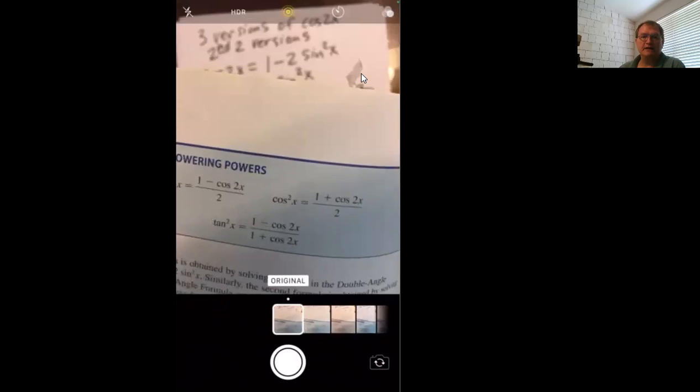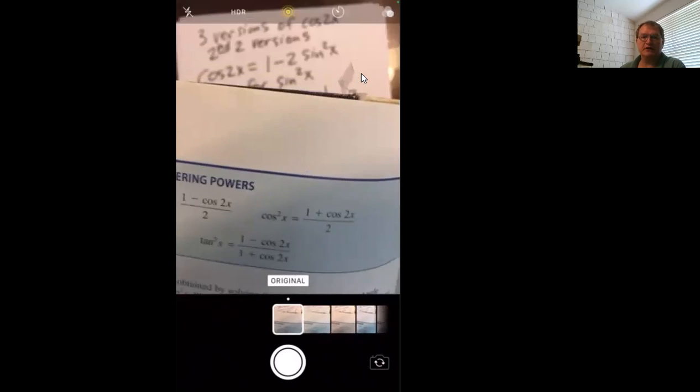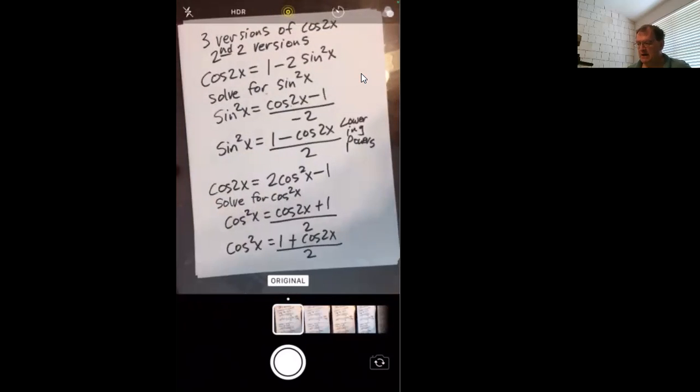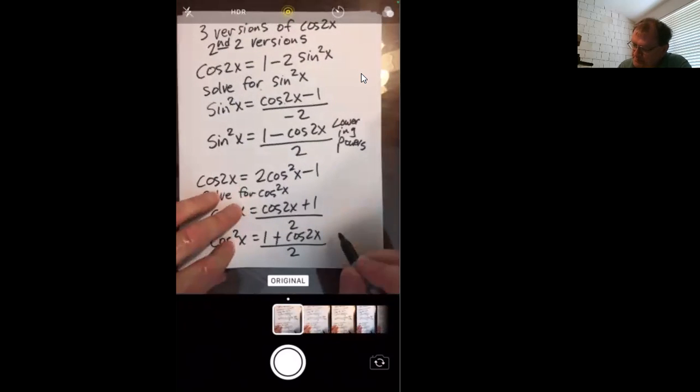I'm not going to write down the tangent version. You can divide it, you'd almost see it in your head. If you take your sine squared and divide it by your cosine squared, the 2's are going to cancel. You wind up with this top over that bottom, which is what happens. Okay, lowering powers.